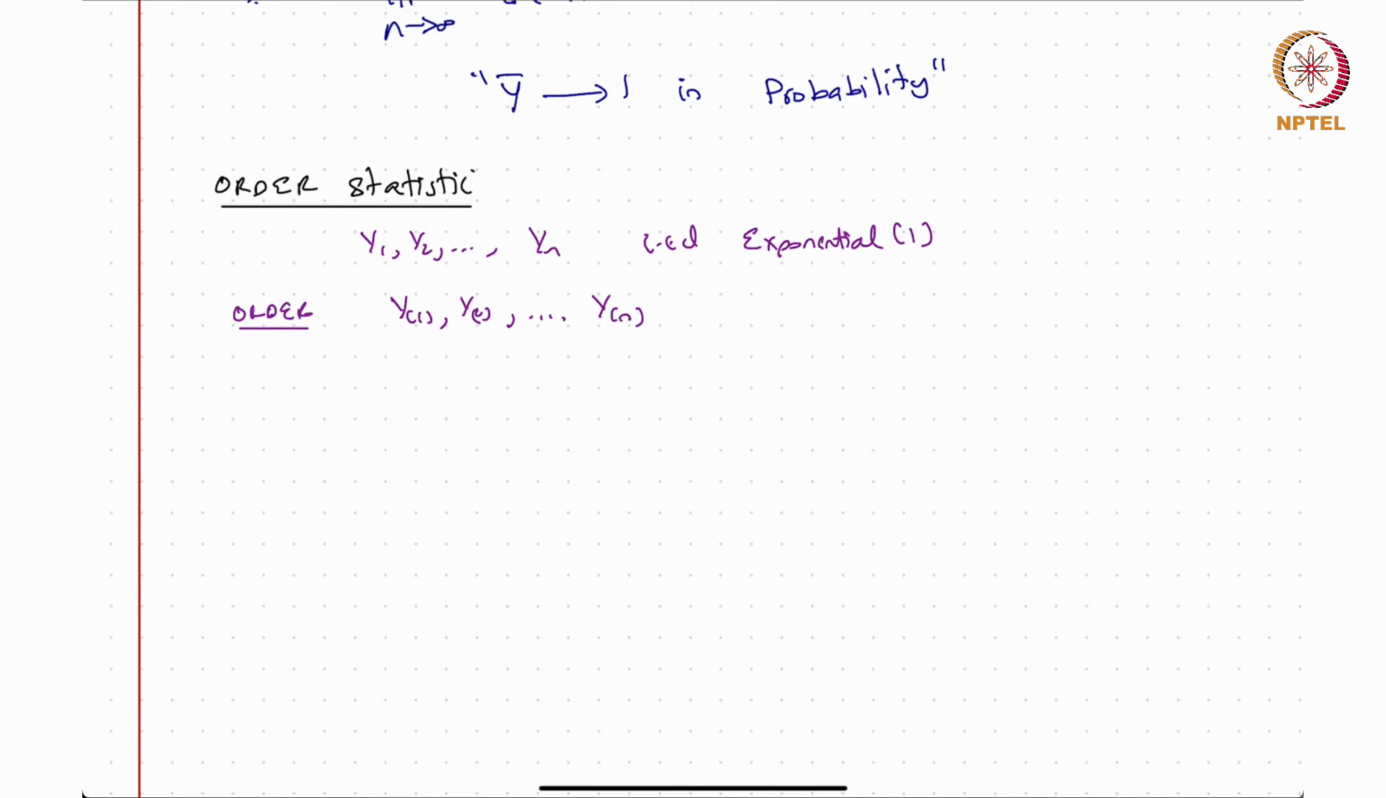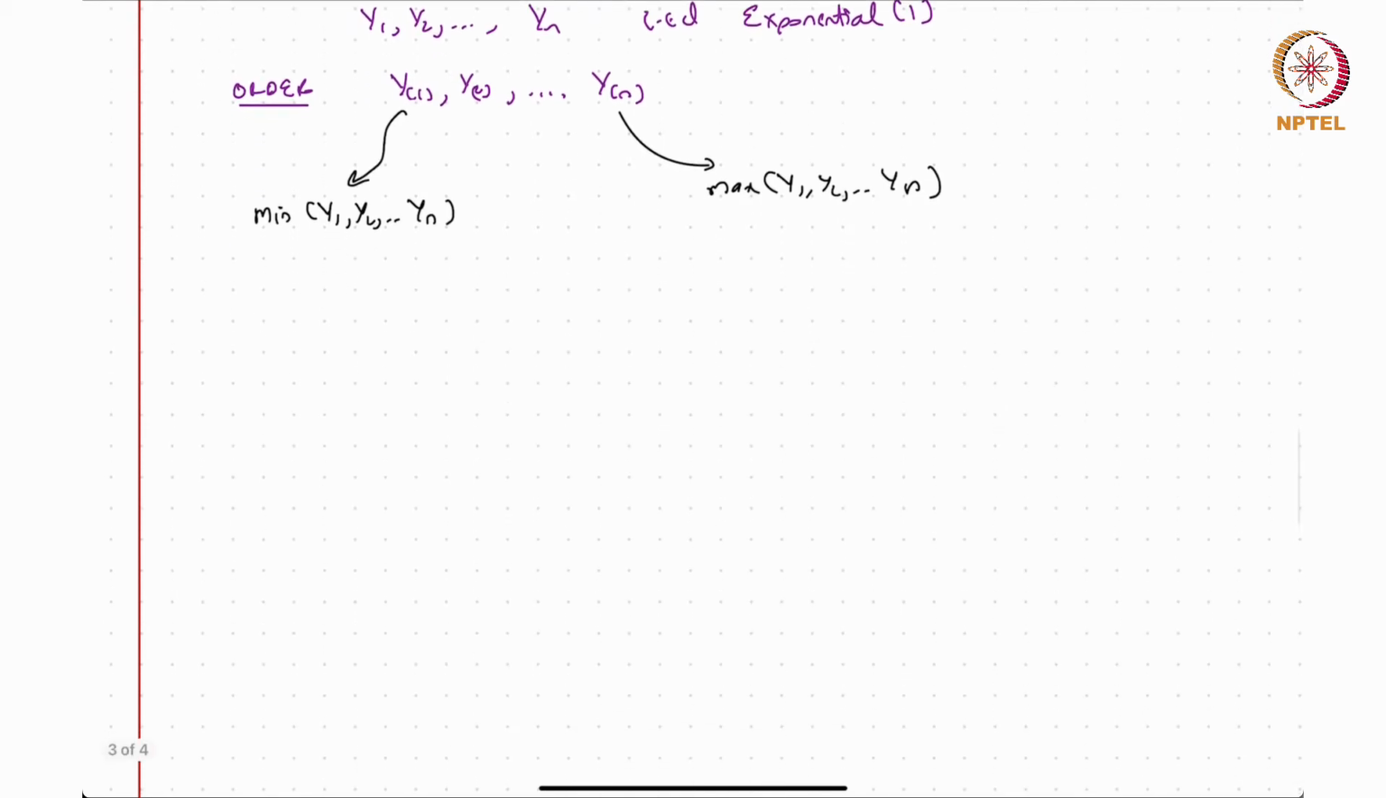So in some sense, you can think of y1 as the minimum of y1, y2 up to yn. Y bracket n is the maximum of y1, y2, yn. Very good. That's all. Now suppose I ask you, can you find the distribution function of yn? So how do I do that?